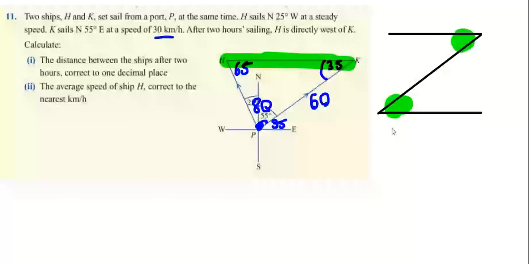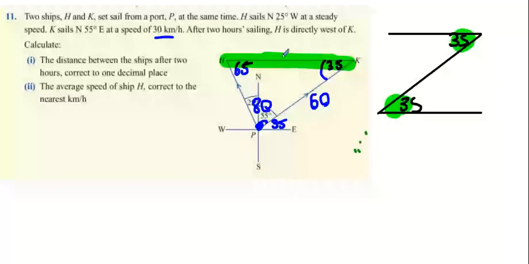All right, guys, what's the next thing we're going to do? Are you going to use a cosine rule or a sine rule? You use sine rule, did you? Okay. All right, guys. So what we said there was that those two angles are the same. They're both 35s because they're in a Z with each other. We're going to use the sine rule.